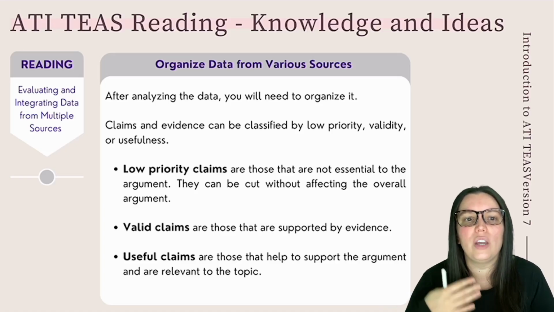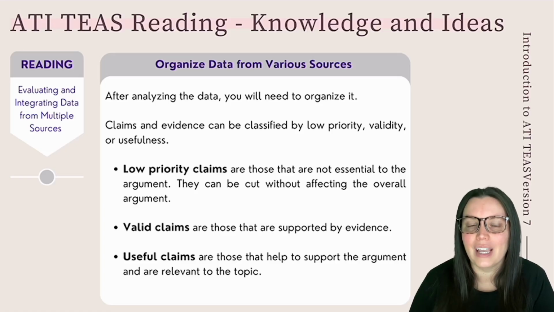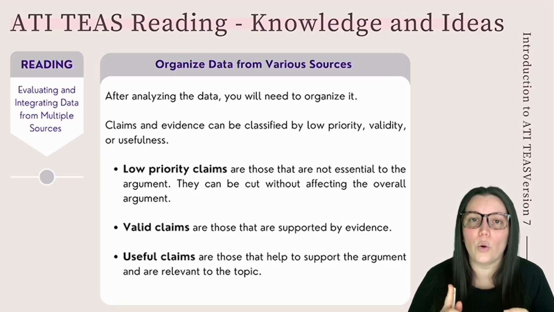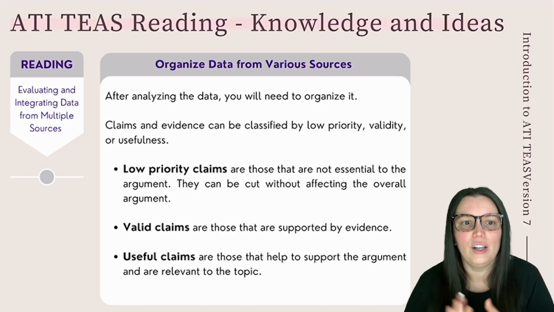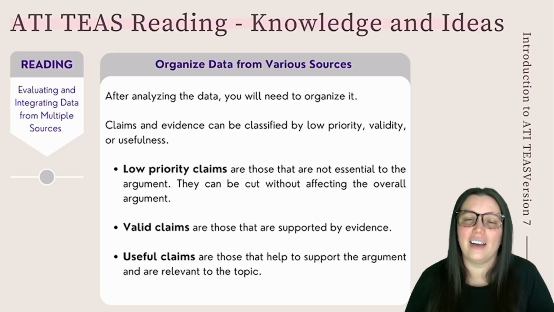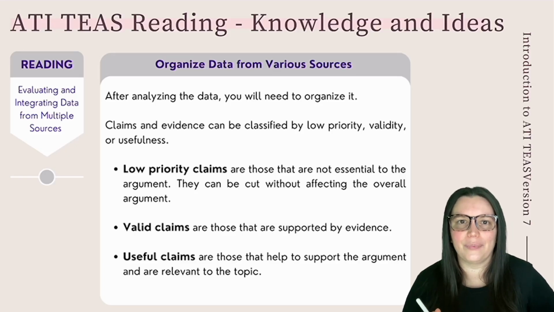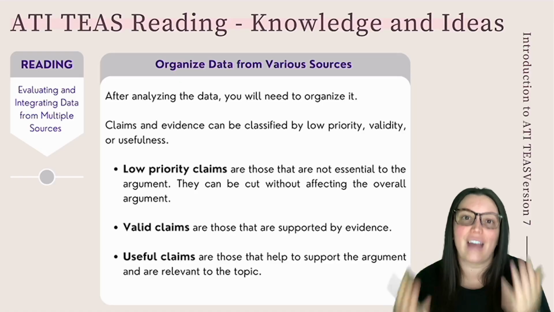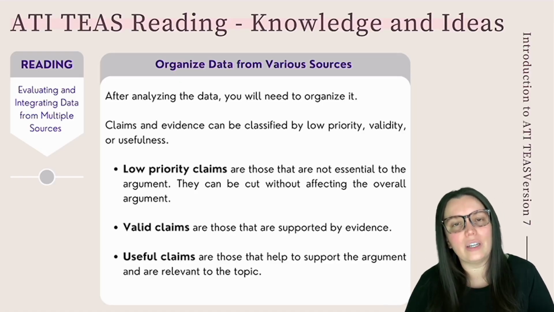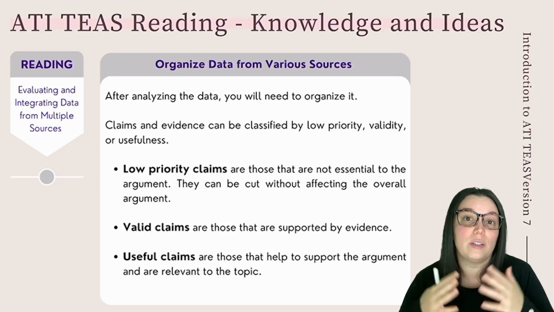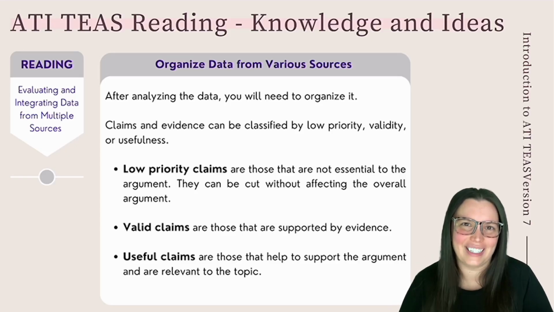And then lastly, you can organize data by its priority. Claims and evidence can be classified by either low priority, validity, or usefulness. So let's break these down. Low priority claims are those that are not essential for the argument. They can be cut without affecting the overall argument. Valid claims are those that are supported by evidence. There is evidence that supports the claim, making it valid. And then lastly, when it comes to useful claims, these are topics that help support the argument as well as are relevant to that specific topic.